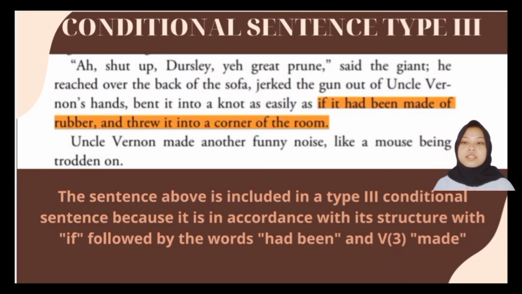And last is conditional sentence type 3. The sentence is: If it had been made of rubber, he would have thrown it into a corner of the room. The sentence above is included in a type 3 conditional sentence because it is in accordance with its structure, with if followed by the words had been and verb 3 made.